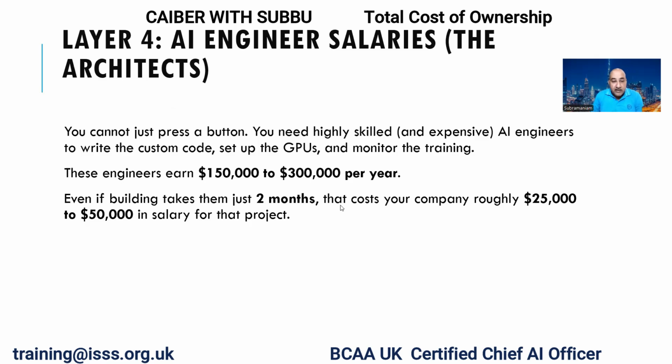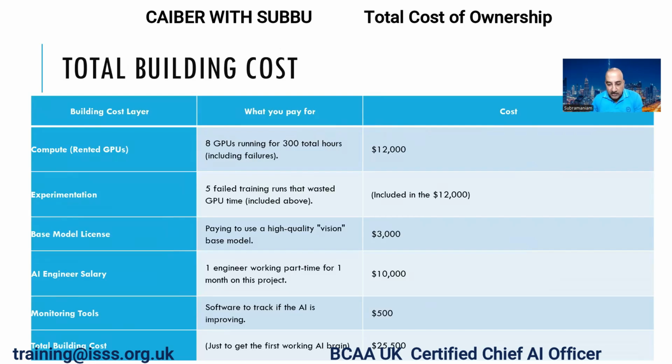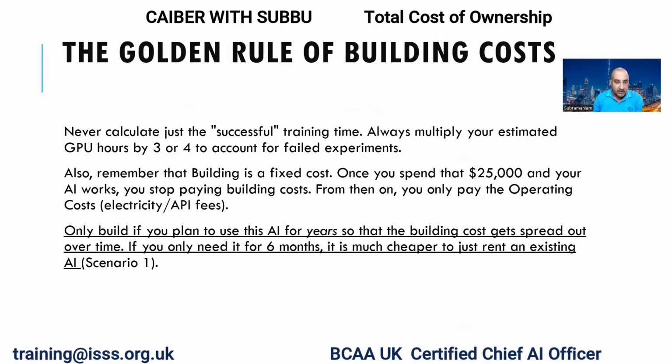So if the building takes just 2 months, it costs the company roughly $25,000 to $50,000 in salary. To build an AI, you need specialized software, libraries, and developer tools. Some are free, some you need to buy. And even if you're going to deploy something free, for the monitoring you need a premium software. So paying $2,000 a year for the dashboard shows exactly when your training is failing. So the total building cost comes to 25,500 US dollars.